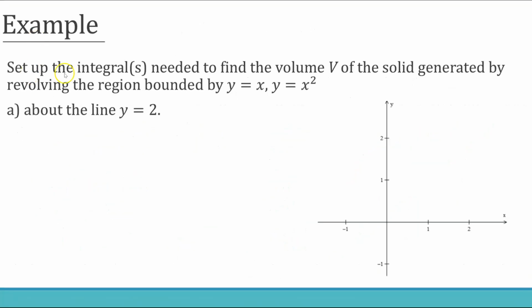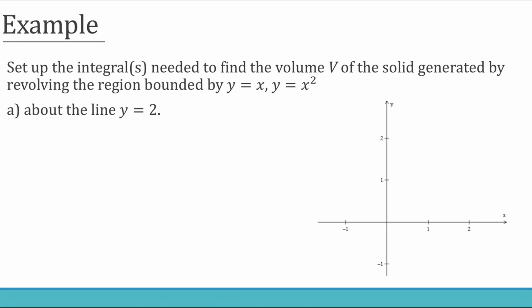Let's look at another example. This time we're just going to set up the integrals needed to find the volume V of the solid generated by revolving the region bounded by y equals x and y equals x squared about the line y equals 2. Let's start by drawing our functions.